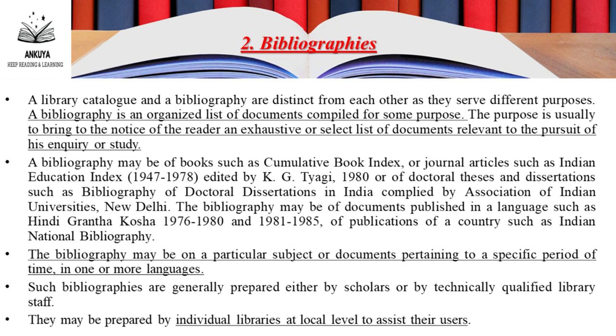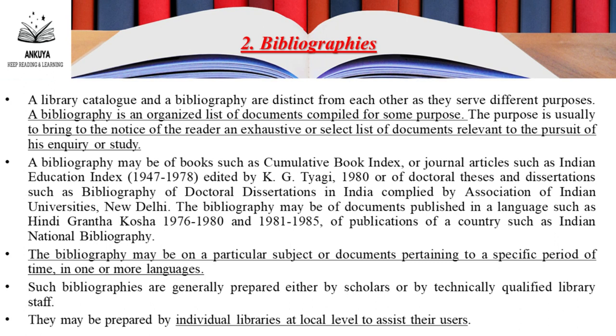1980, or of doctoral theses and dissertations such as Bibliography of Doctoral Dissertations in India compiled by Association of Indian Universities, New Delhi. The bibliography may be of documents published in a language such as Hindi, Grandhakosha 1976 to 1980 and 1981 to 1985, of publications of a country such as Indian National Bibliography. The bibliography may be on a particular subject or documents pertaining to a specific period of time, in one or more languages. Such bibliographies are generally prepared either by scholars or by technically qualified library staff.